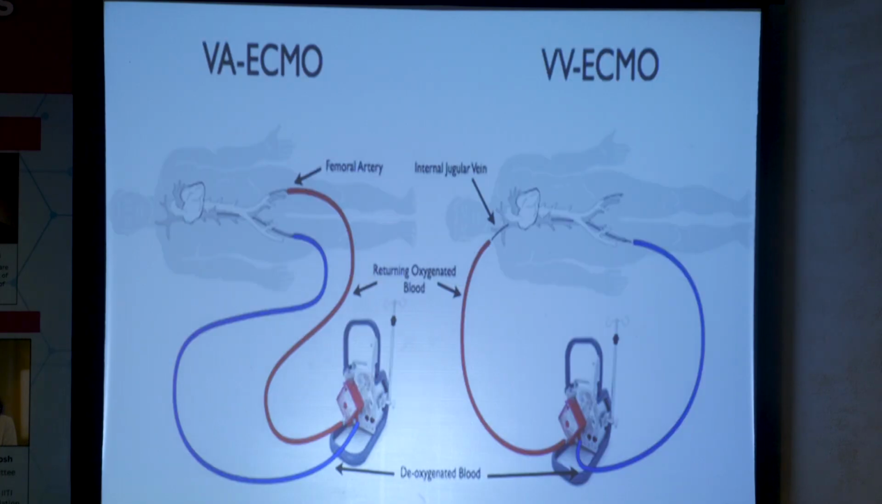Different from VA ECMO, which I'm not going to talk about in more detail, where we're putting the blood back into the femoral artery rather than into the venous system. If you put blood into the femoral artery, you're bypassing the heart and lungs and providing direct blood pressure support into the arterial system.